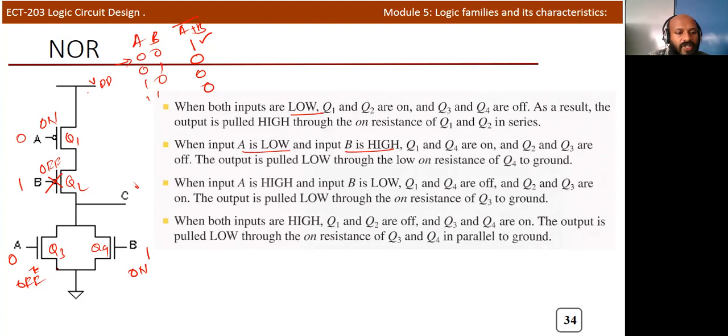Now at the lower portion you can see that Q3 is in the off condition but Q4 is on. So here you will get a conducting path, and you can observe the ground potential at this particular point, that is 0. So when you apply 0 1, the output will be 0. Now we consider the other input, when the A input is high and the B input is low. We can discuss that case.